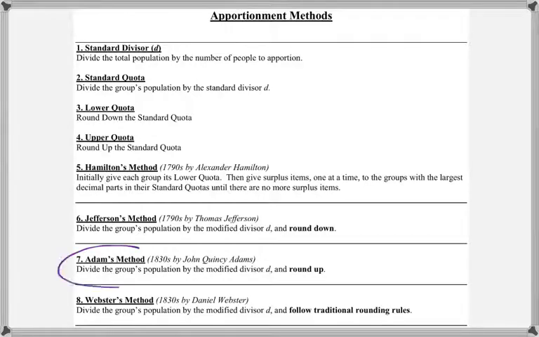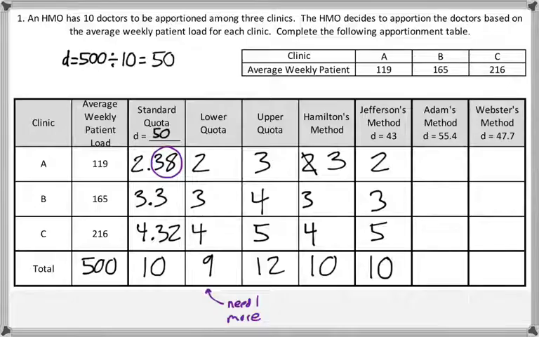Next up is Adams' method. And just like Jefferson's method, we are starting over. So we want to divide the group's population by the modified divisor D and then round up. So if we take 119 and divide it by 55.4, we get 2.14. So rounding that up rounds to 3.